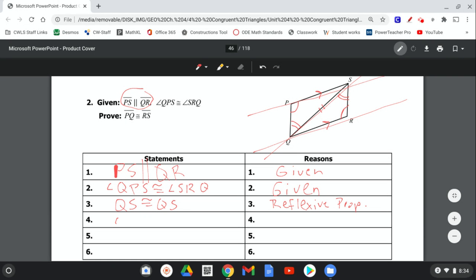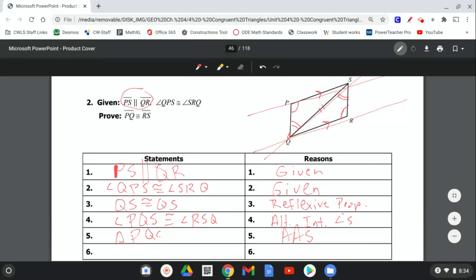So we know that angle PQS, notice that I put the vertex there in the middle, is congruent to angle RSQ because, and I'm going to abbreviate here, alternate interior angles, okay? Now, the next step is that we know the triangles are congruent. We talked about it being angle, angle, side. So we're going to say that triangle, and make sure we match up the vertices. I'm going to do P to Q to S, okay?